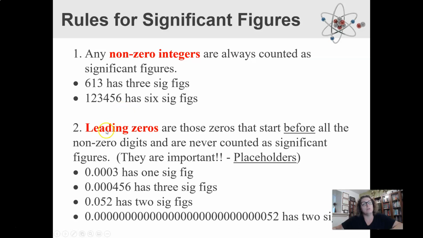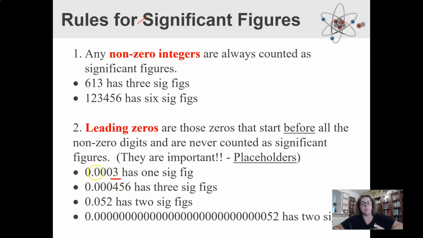So here we go. Rule number 2, leading zeros. These are zeros that start before all non-zero digits and are never counted as significant. They're not counted as significant, but they actually mean something to the world because they're called placeholders. So if I had a number 0.0003, those zeros are not significant because they lead it, and I haven't hit a non-zero digit until the very end. So I only see one significant figure, and that one significant figure I see is right there.